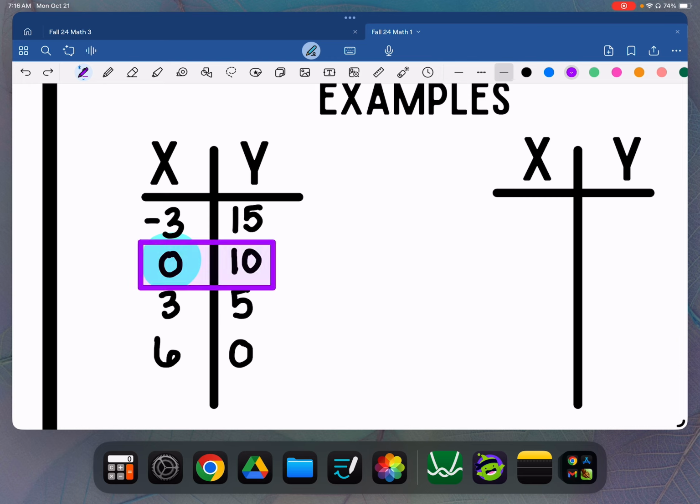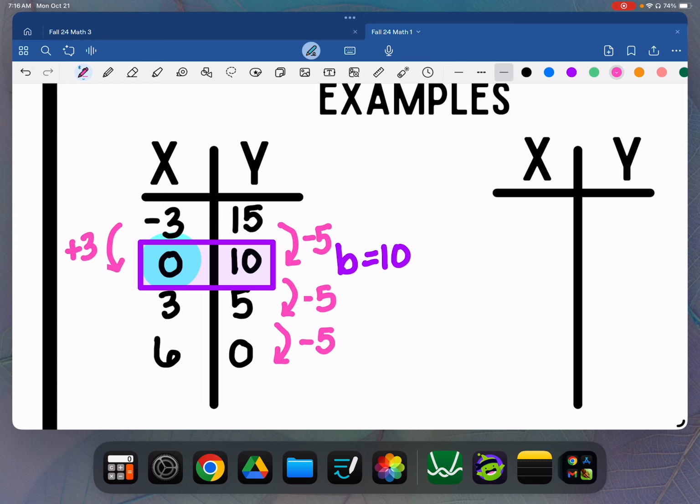Now we're going to look at the changes happening here. From 5 to 10, that's -5. From 10 to 5, that's -5. And from 5 to 0, that's -5. All right, then we have -3 to 0, that's going to be +3. From 0 to 3, that's +3. And 3 to 6, that's +3.